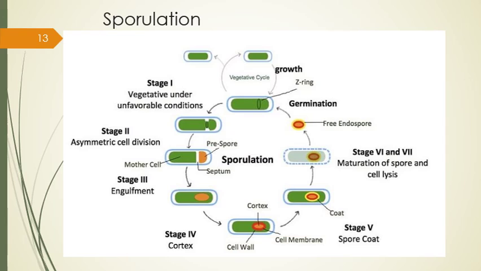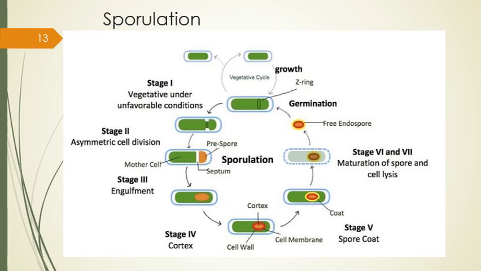In stage 4 to 5, cortex and coat assembly, synthesis of the peptidoglycan cortex is followed by the formation of the proteinaceous spore coat. In this stage, the mature spore is enclosed in two different layers: the outer coat consisting of different types of proteins and the cortex that consists of a special type of peptidoglycan. We will show this later in the lecture.